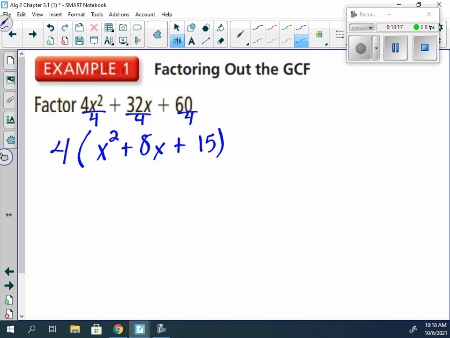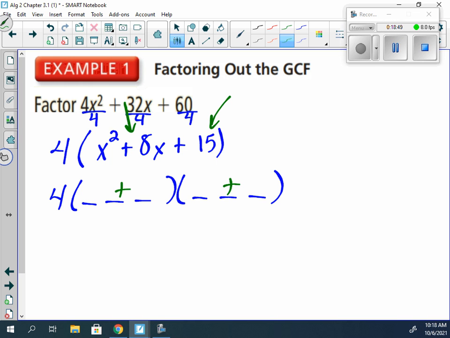So we finished with step 1. Step 2. Write 2 sets of parentheses with 3 spaces. That finishes step 2. Step 3 is to find the sign. If the third term is positive, the signs are the same and they match the sign of the middle term. If the third term is negative, these signs are opposite. Our third term here is? And the middle term is? So they're both positive. Okay, that finishes that part.